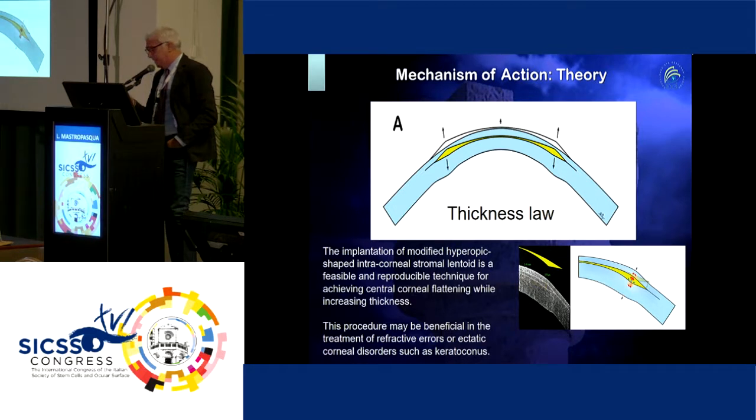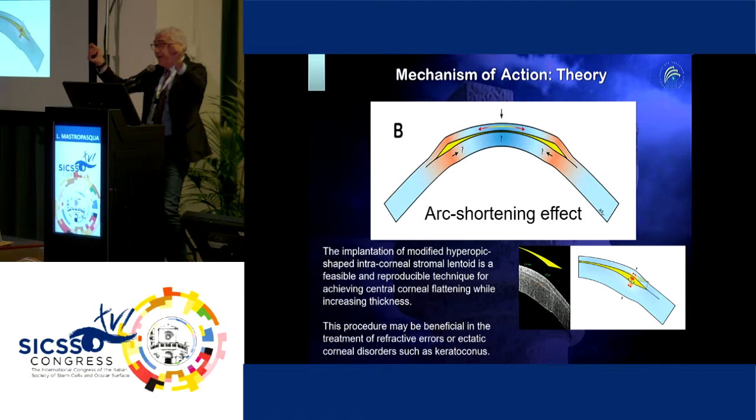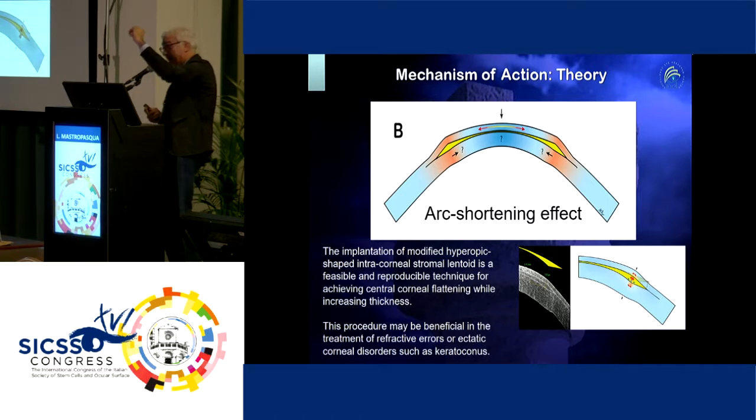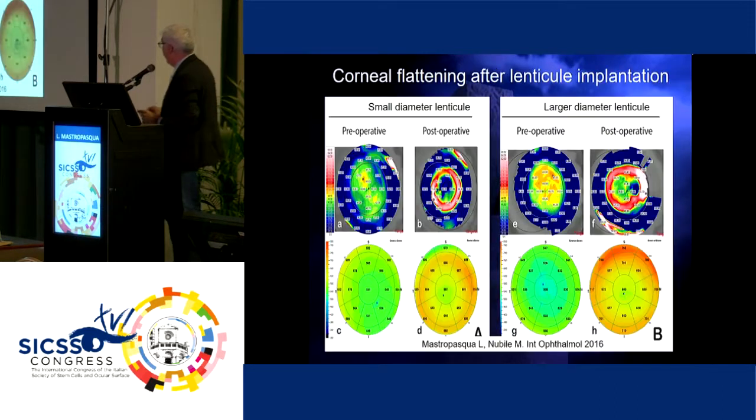First is the thickness effect due to the thickness of the implant. And the other is the arc shortening effect. It's the same effect that we have with the corneal ring, because when we put in a corneal ring, we have the arc shortening, but we don't have the thickening at the same time. And this is very important. This is the problem why we often have failures.